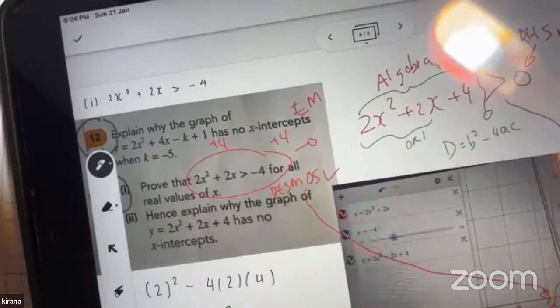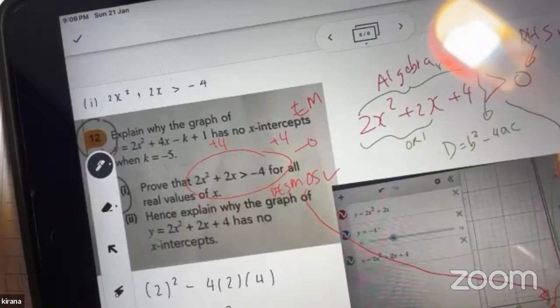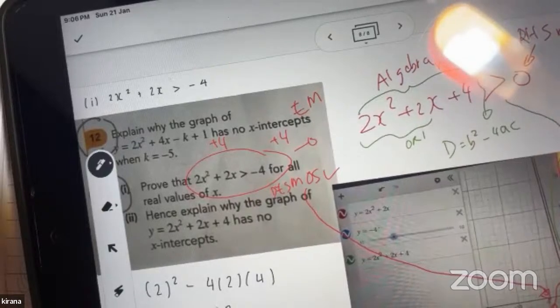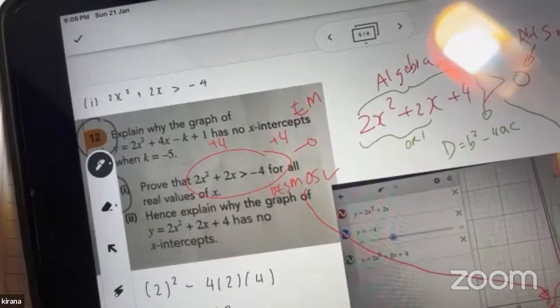Therefore, the graph is floating. Wait, but what does all real values mean? I'll explain that. All real values in this situation simply means all x's. So what does that mean visually? It means that along the x-axis, does that make sense to you? Along the x-axis, all real values are there. So the whole length of the x-axis. Basically everything.